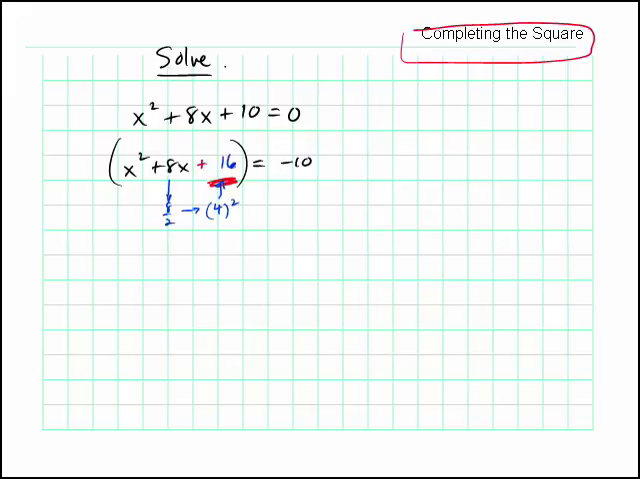Now, if I add 16 to one side of an equation, I have to add it to the other side to balance it out. So I'm also going to add 16 to the right side as well. So all I've done really is add 16 to both sides of the equation. Now, x squared plus 8x plus 16 here factors to x plus 4 times x plus 4. In other words, it's x plus 4 squared. I've completed the square.